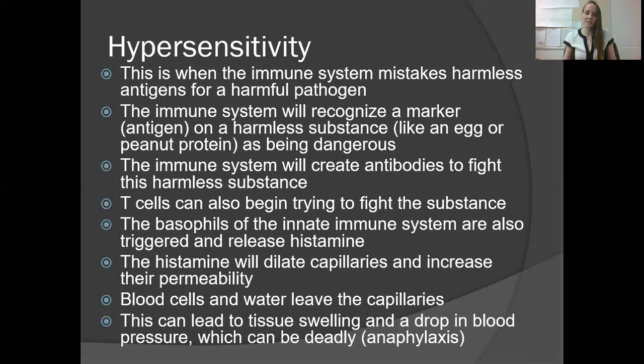The basophils will activate an inflammatory response by releasing histamine, which dilates the capillaries and causes them to become more permeable. As blood cells and water leave the capillaries, tissues swell up. That's what can cause like the tongue and throat swelling, and it also drops the person's blood pressure. And all of that can be deadly. That's anaphylaxis, which can lead to anaphylactic shock.